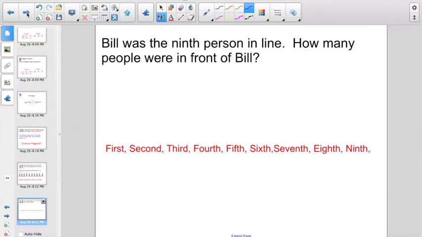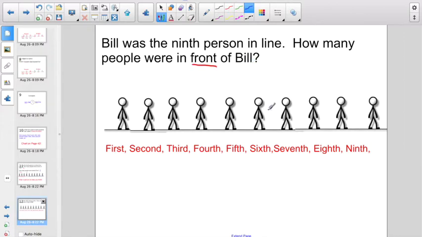Every so often, though, you can run into a question like this, and I've had students get awfully confused before, where it says, Bill was the 9th person in line. How many people were in front of Bill? And I have had students say, you don't know how many people are in the line. If we're counting out how many people are in front of Bill, I don't think it really matters.